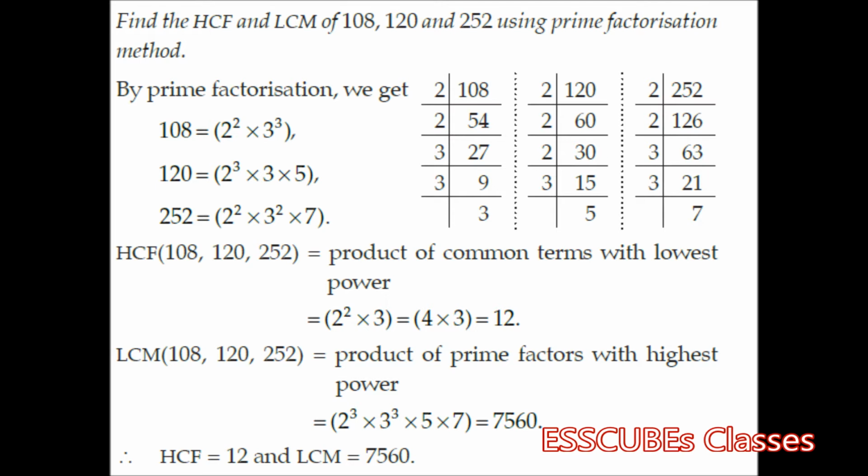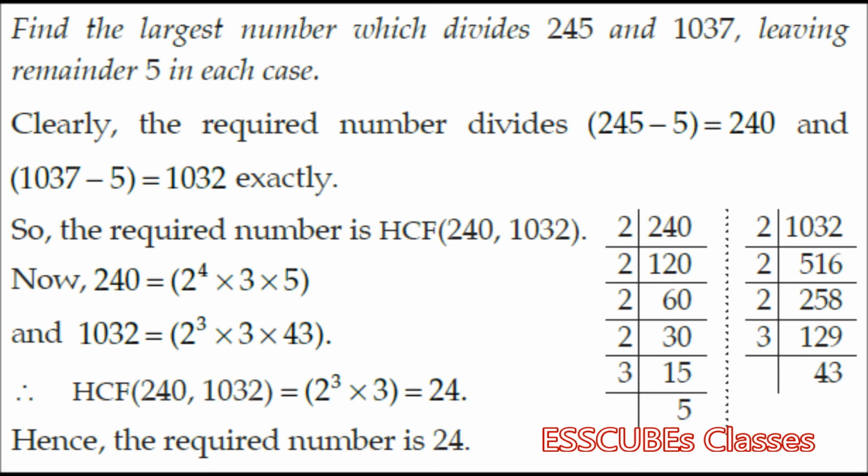While we are talking about the LCM, we actually talk about the product of prime factors with highest powers. So what are the highest powers of 2, 3, 5 and 7? It's 2 cube, 3 cube, 5 and 7. So the LCM over here is 7560.